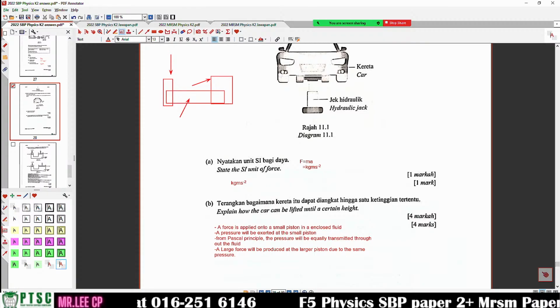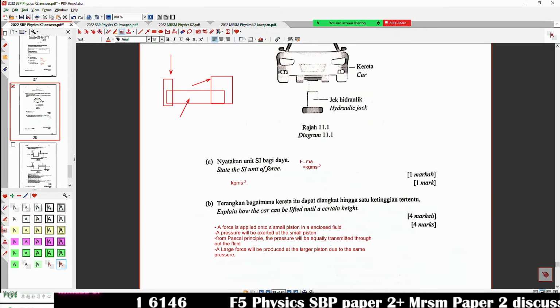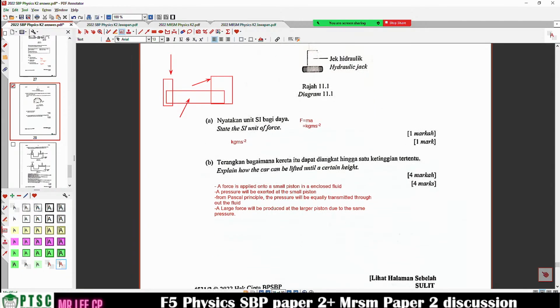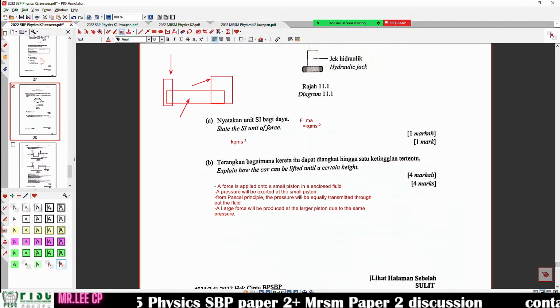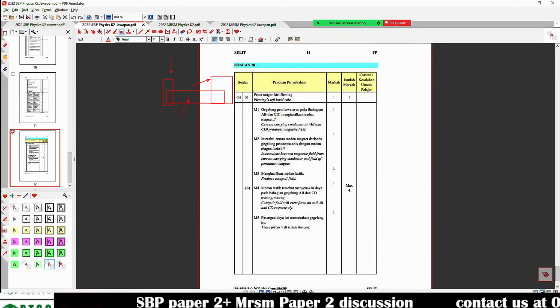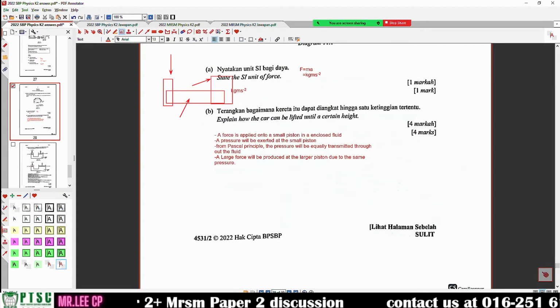If you don't want, you can break the enclosed liquid into another sentence, but I think I got 4 points already, so I didn't break it. And as I told you, I don't have the answer.